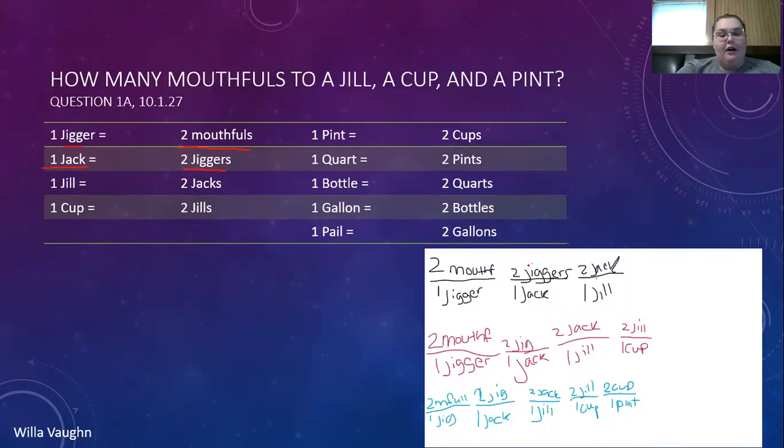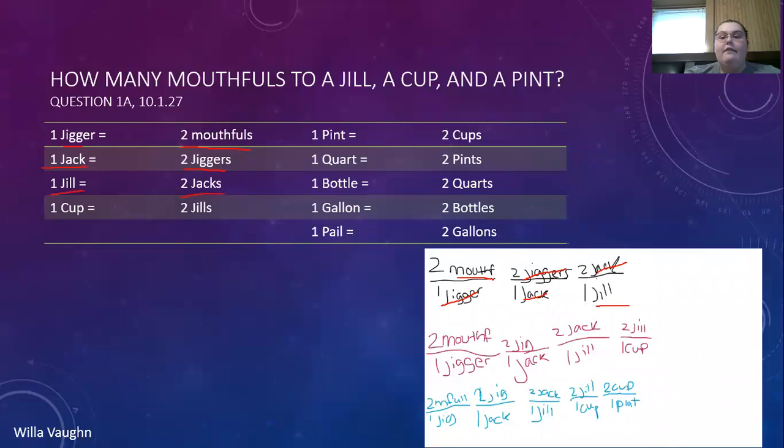2 jiggers will go on top because we want to get rid of the jiggers, and that will equal 1 jack. So over here we have 2 jacks equals 1 jill. And so we'll put 2 jacks up on top of the line because we want to get rid of that jack right there, and that's going to equal 1 jill. So here we have our jill and our mouthful already up there.